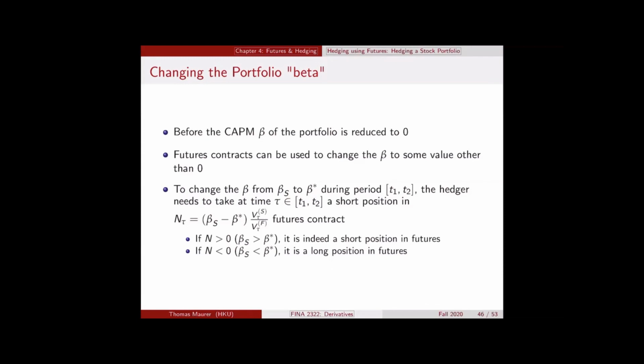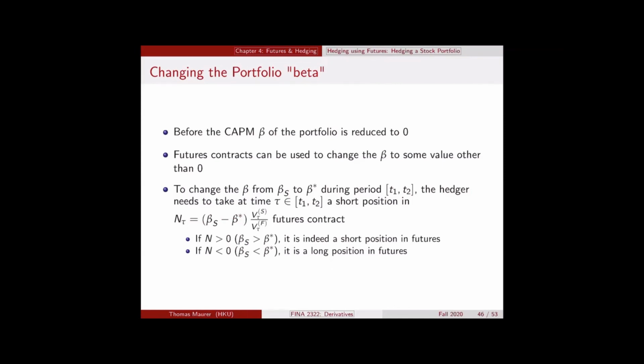It turns out that the formula takes a very similar form as before. It will be just the beta where you start out with minus the target beta which you want to have, multiplied again by the value of the position which you try to hedge, divided by the value of one futures contract. Now you see that this formula actually nests the previous formula. Previously, we said we want to get rid of as much market risk as possible. Therefore, our target beta was 0. So that would just recover the formula from before.